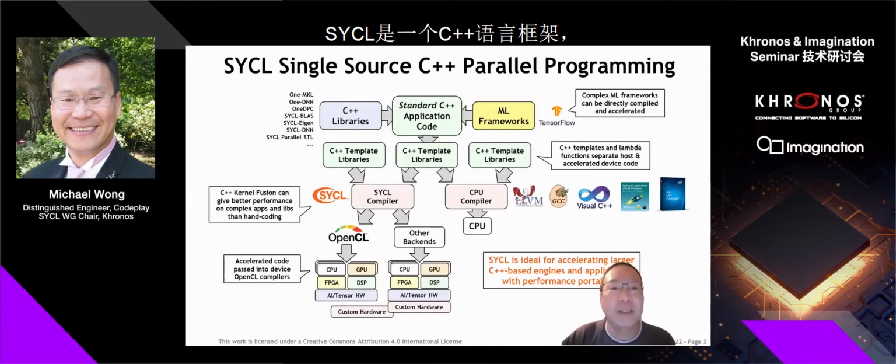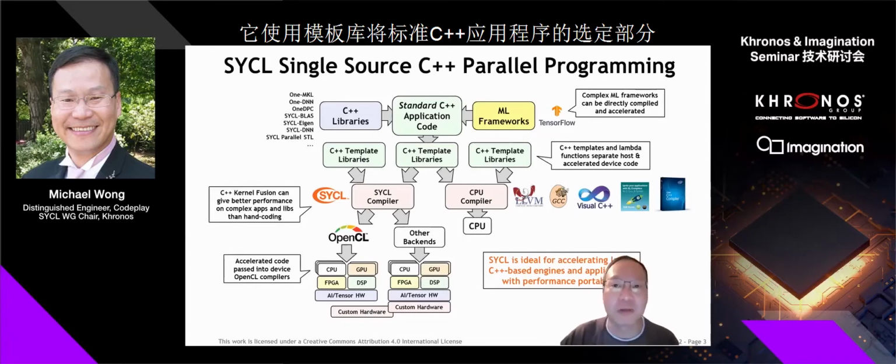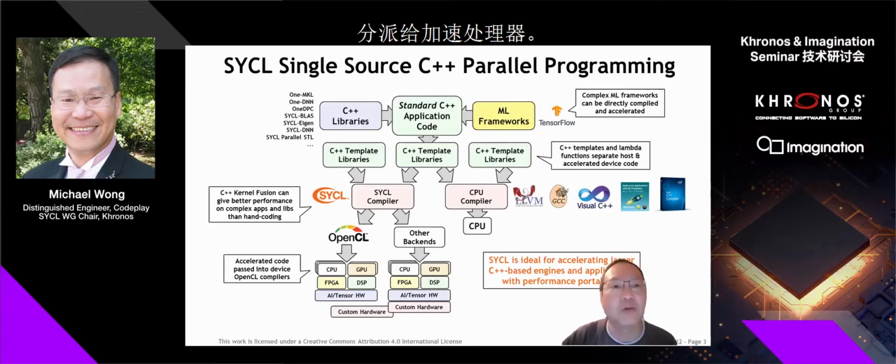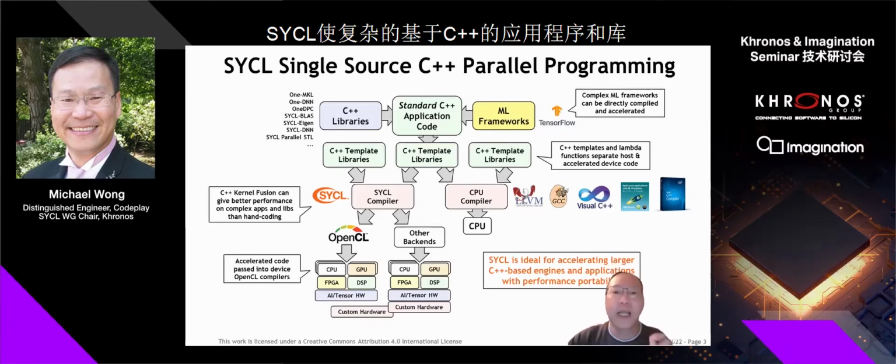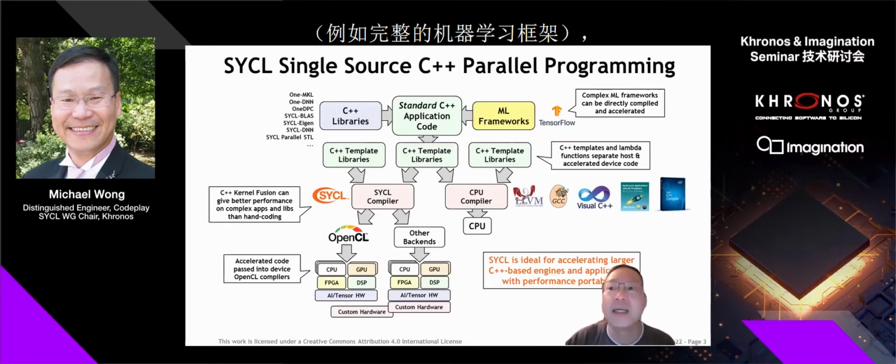SYCL is a C++ language framework that uses template libraries to dispatch selected parts of a standard C++ application to acceleration processors. SYCL enables complex C++-based applications and libraries, such as complete machine learning frameworks, to be directly compiled and accelerated to performance levels that in many cases outperform hand-tuned code.